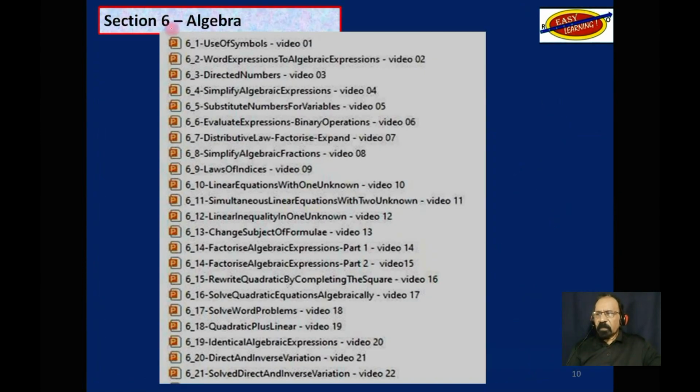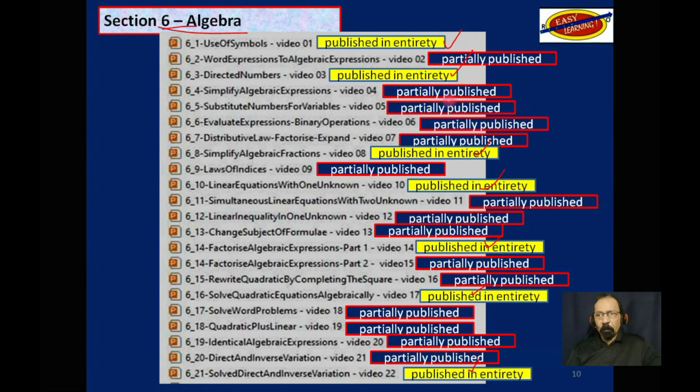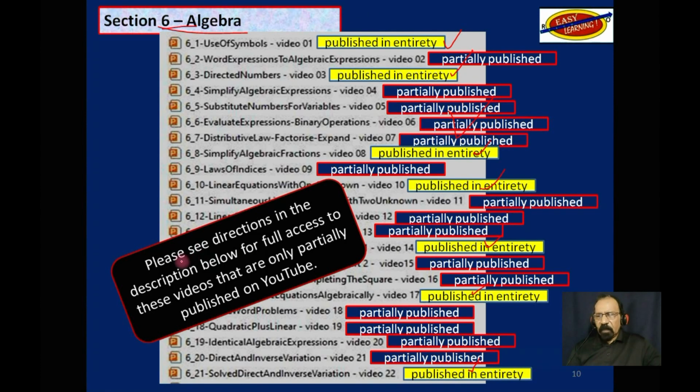Algebra, section 6. These 7 videos have been published in their entirety on YouTube, especially since many learners find difficulty with algebra. Please make good use of those. And of course, the others are partially published. And even though they are partially published, they are based on the objectives. So some aspect of the objectives have been dealt with in these partially published videos. Please see directions in the description below for full access to these videos that are only partially published on YouTube.